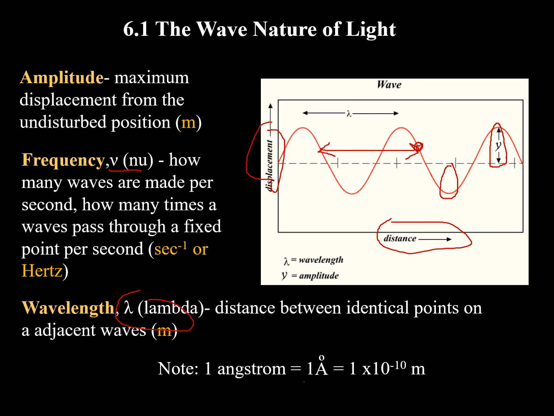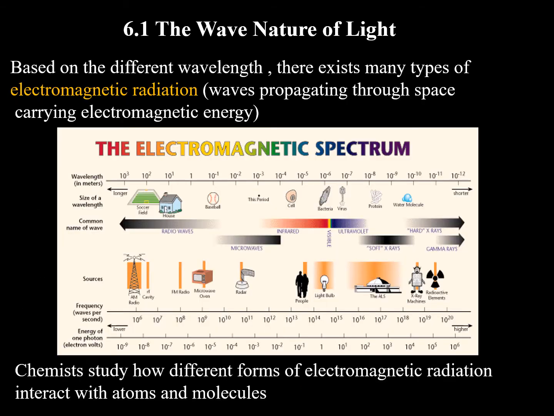I'll use the term angstrom, which is the same as 1 × 10 to the minus 10 meters. Here we have the electromagnetic radiation spectrum. On the top we have the wavelength, with larger wavelengths on the left-hand side and smaller wavelengths on the right side. Correspondingly, the smaller the wavelength, the higher the frequency, and the longer the wavelength, the lower the frequency.